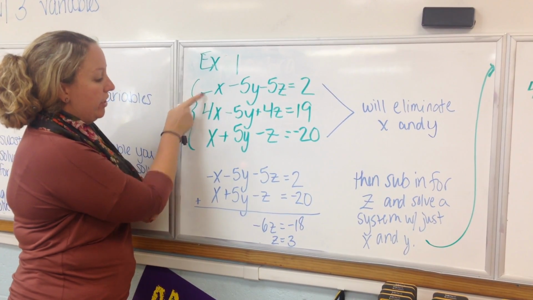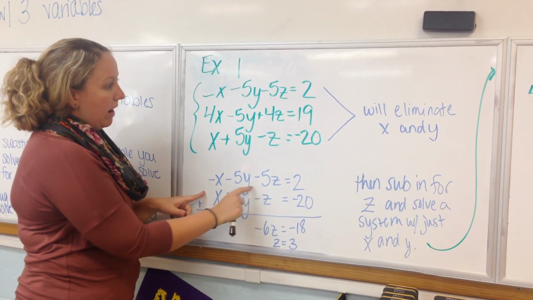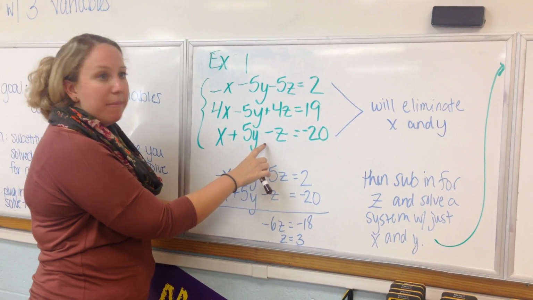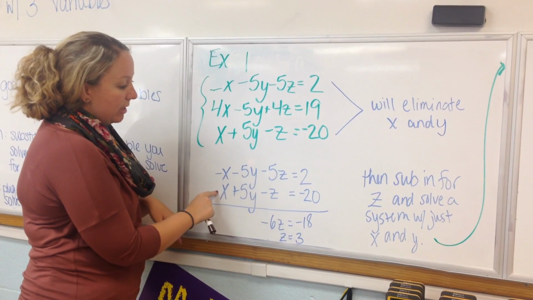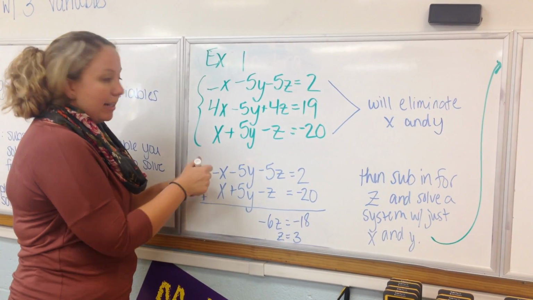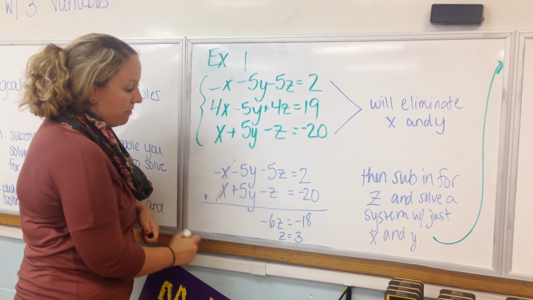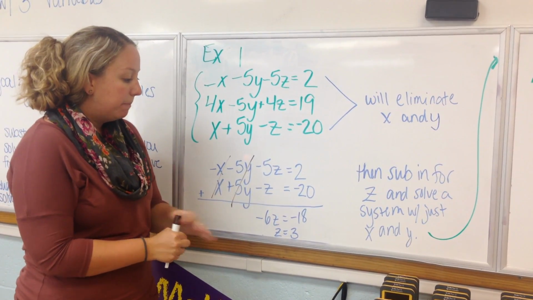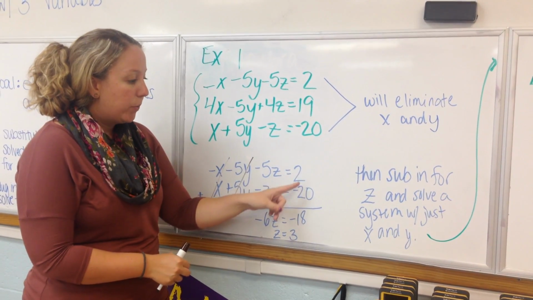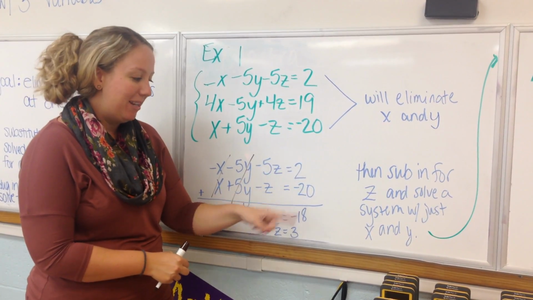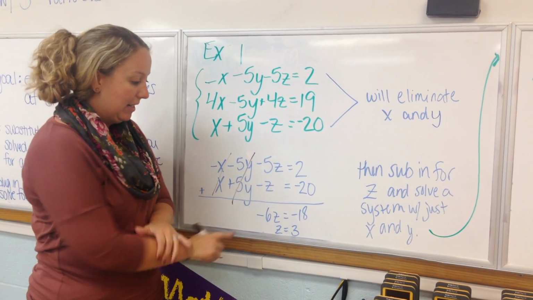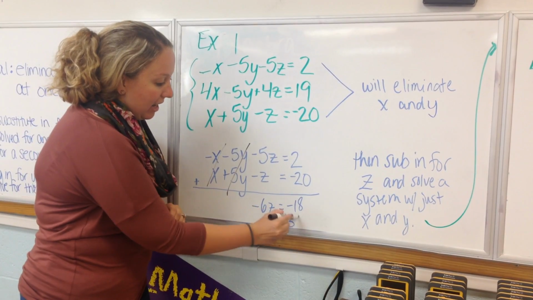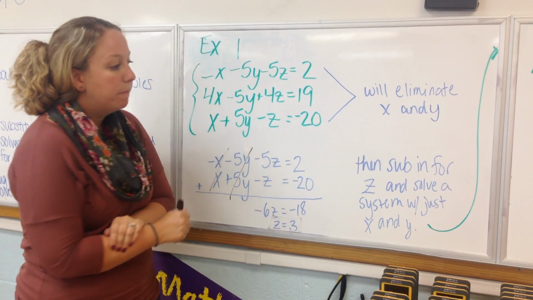So writing these two equations, I have negative x minus 5y minus 5z equals 2. That's my first equation. And x plus 5y minus z equals negative 20. That's my third equation. I'm adding them together. These cancel out, and these cancel out. Negative 5z minus z is negative 6z, and 2 minus 20 is negative 18. Dividing by negative 6, I get z is equal to 3. That's solving for my first variable.